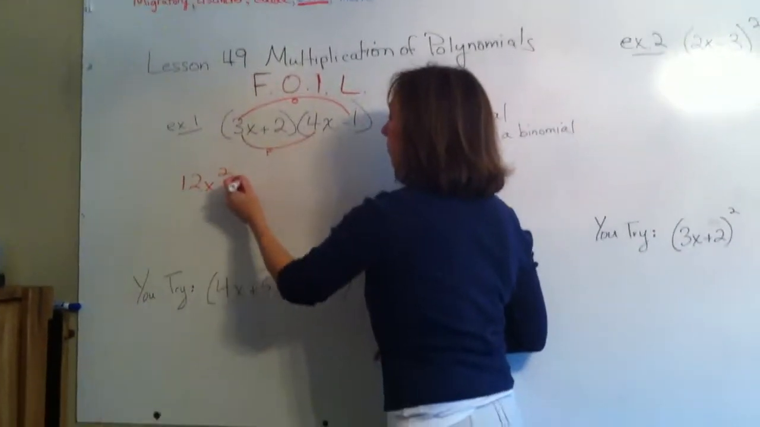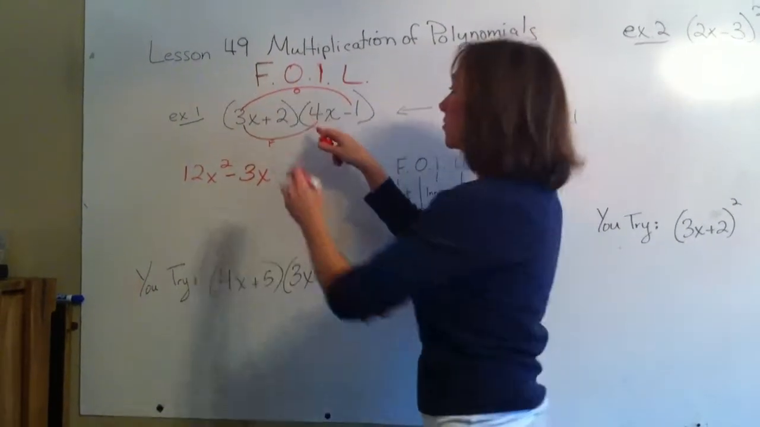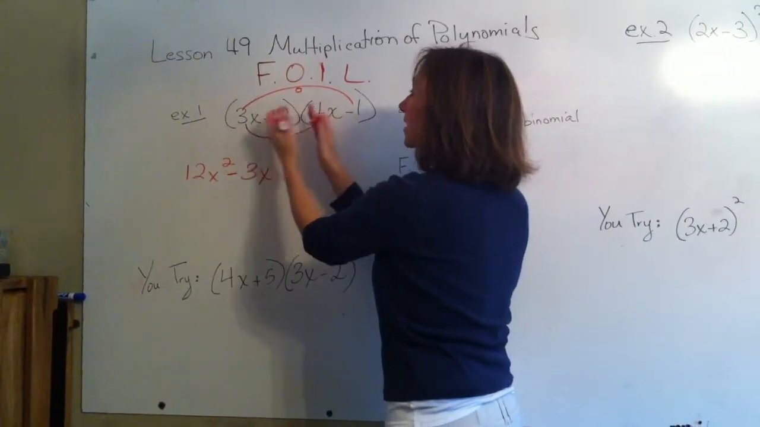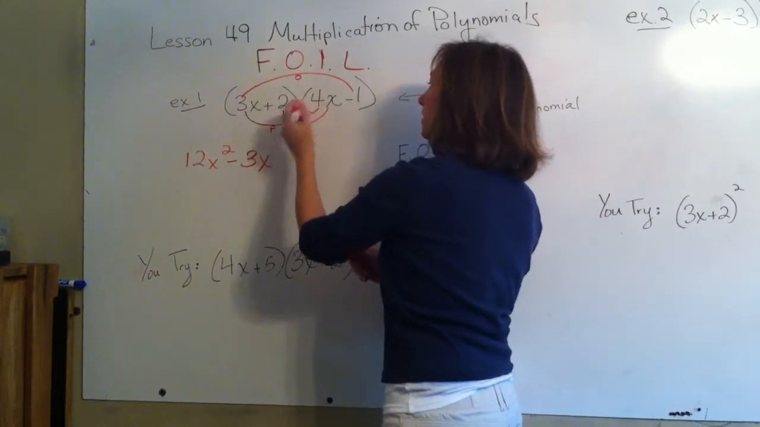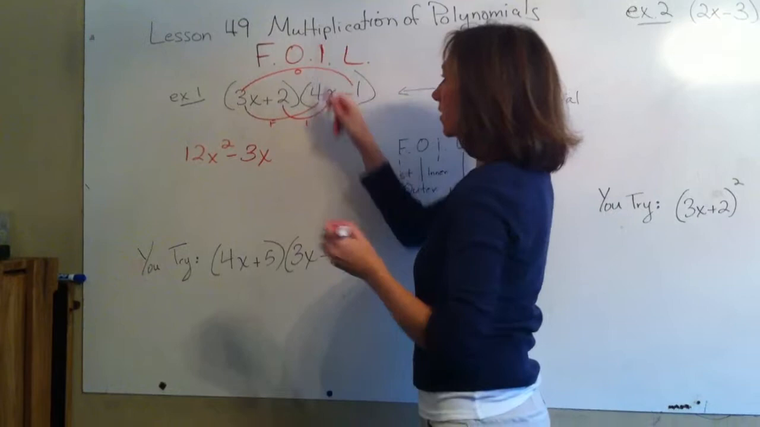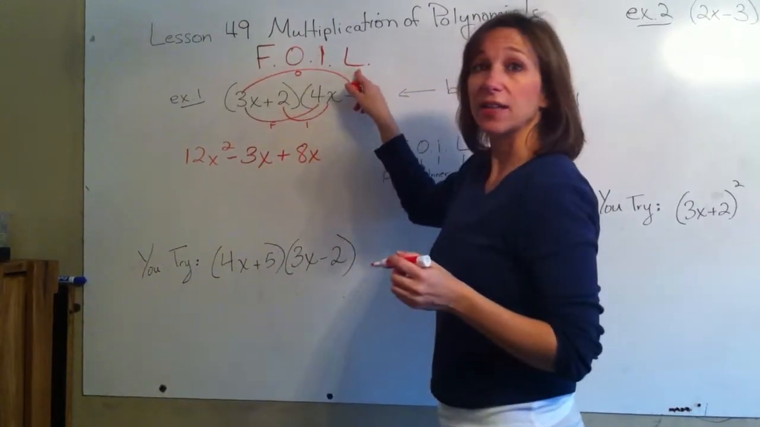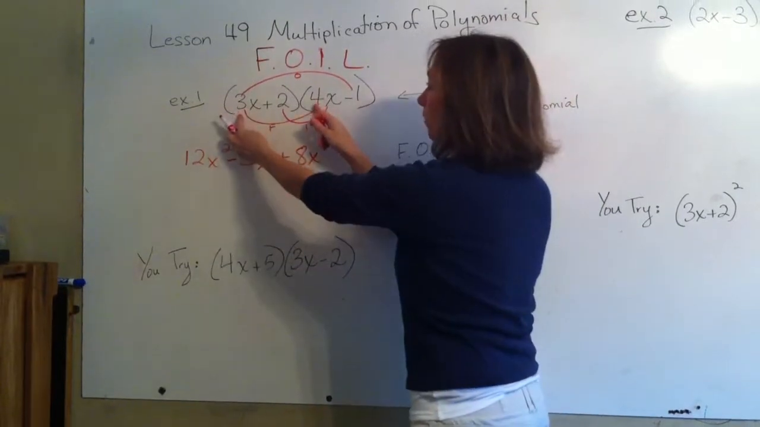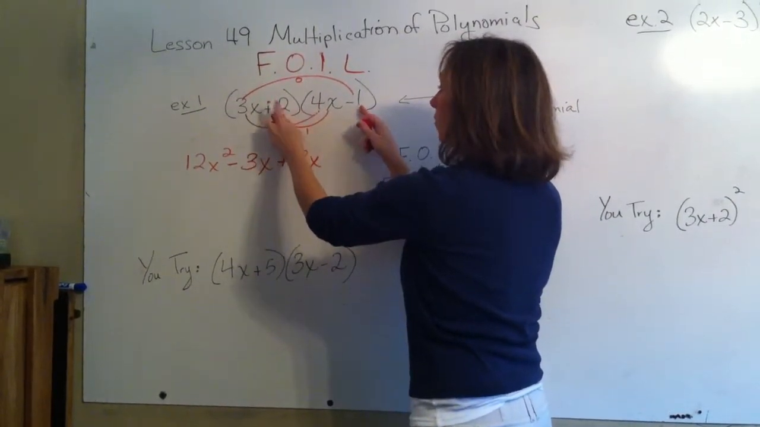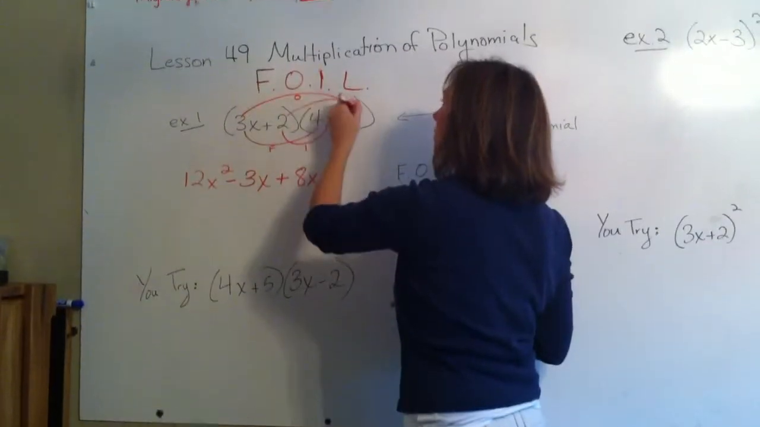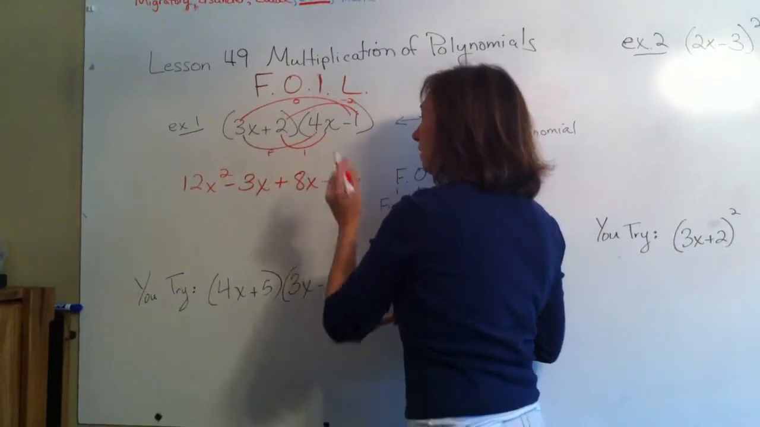and that's minus 3x. Then I is for inner. So we're going to multiply the ones that are inside. See, these are outside, these are inside. So we're going to multiply the inside, that's our inner, and we would get plus 8x. And then the L stands for the last. So if these were the first ones in each binomial, then these are the last. So we would multiply 2 times negative 1, and we get negative 2, and that's the last.